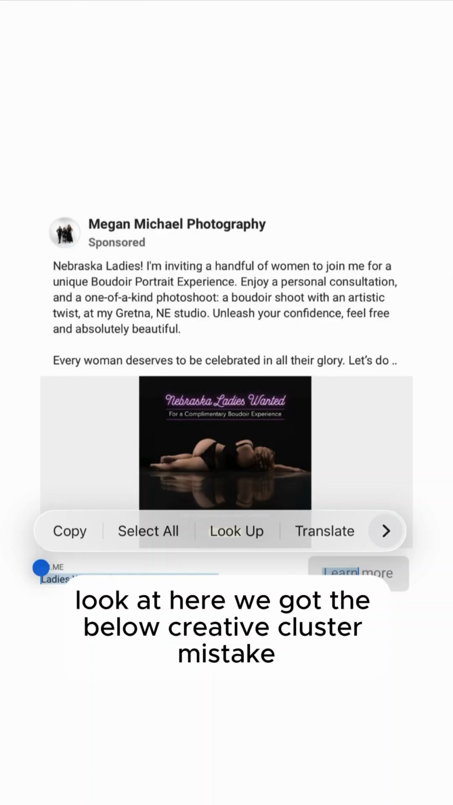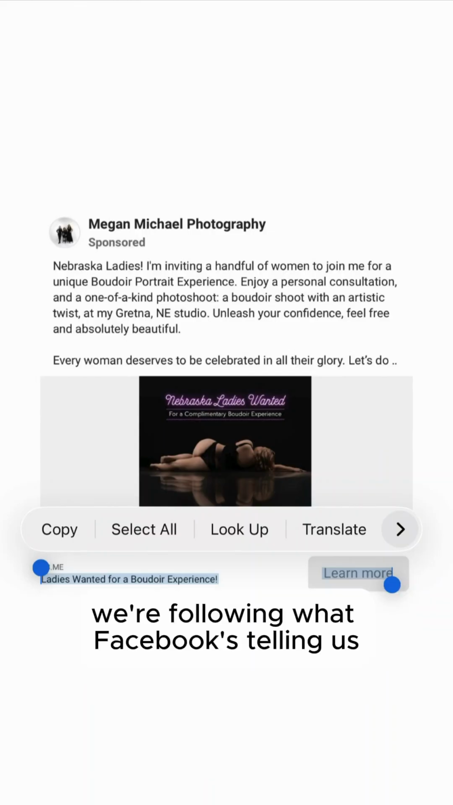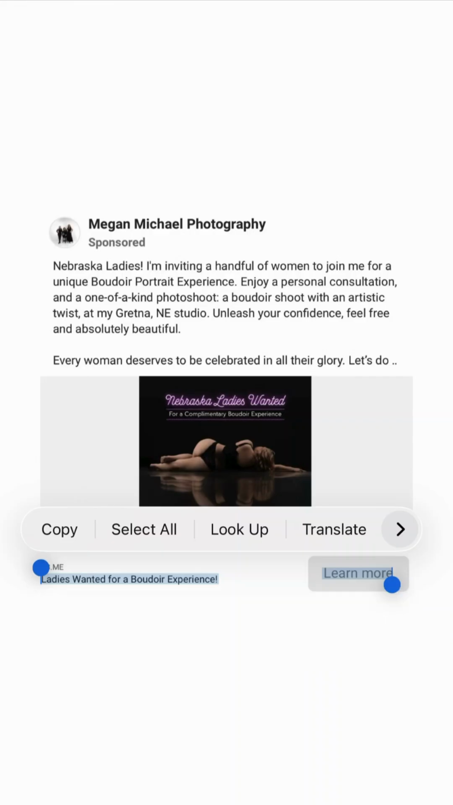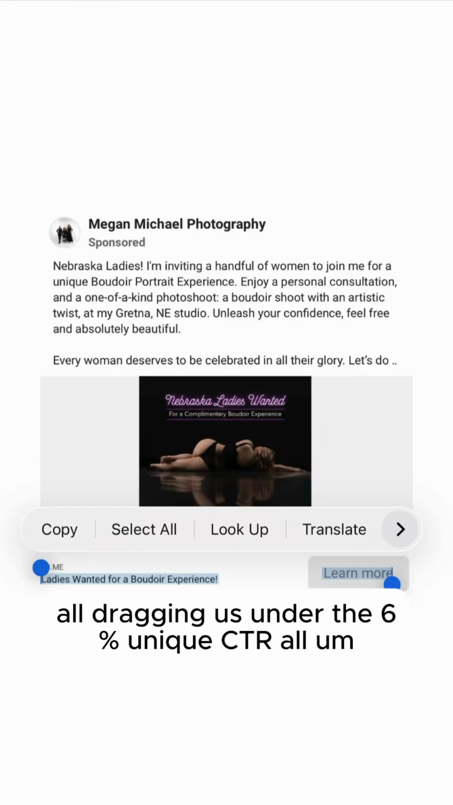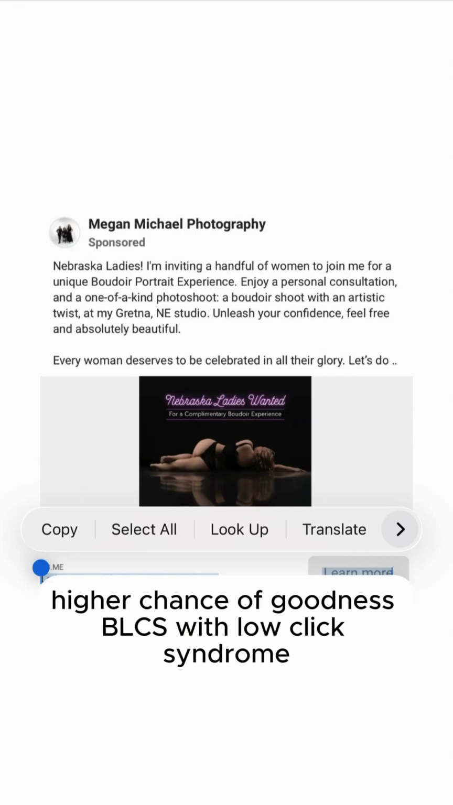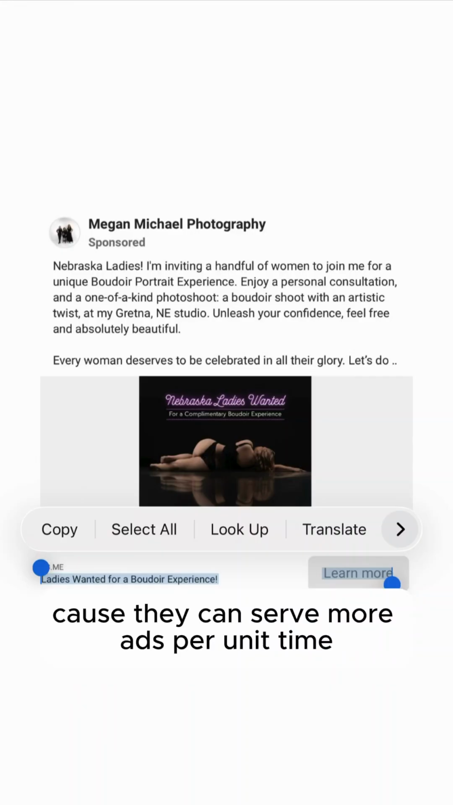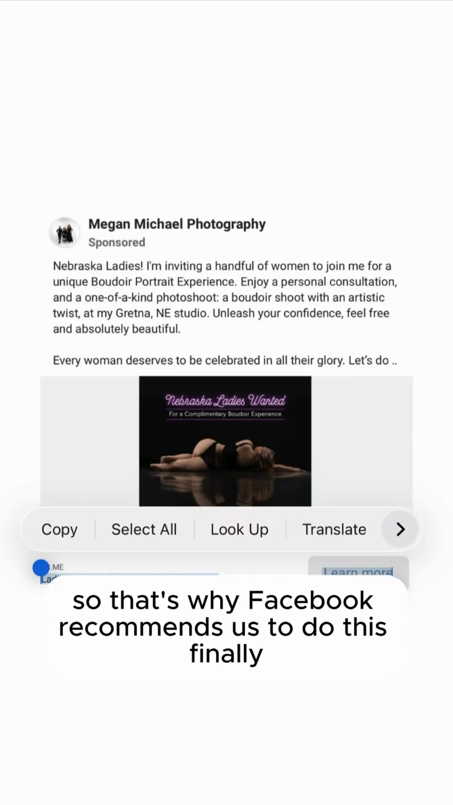Look at here. We've got the below creative cluster mistake. The false belief that caused us to make this mistake is that we're following what Facebook's telling us when we fill out our ads. That's the big problem. The consequence of this is more women scrolling by our ads than necessary, lowering unique CTR, dragging us under the 6% unique CTR, and a higher chance of giving us BLCS, boudoir low click syndrome. And on the back end, Facebook actually makes more money because they can serve more ads per unit time, the more women that scroll by our ads and don't click anywhere on them. So that's why Facebook recommends us to do this.